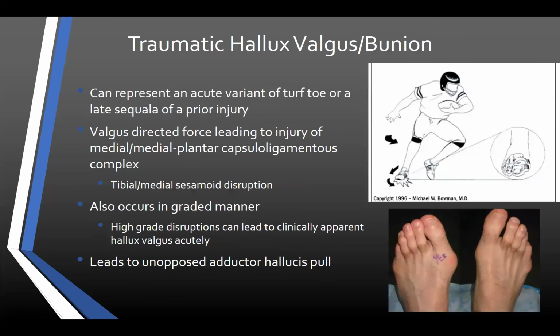So now we'll look a little bit more at the specific variant that draws more attention towards operative repair, the traumatic hallux valgus or the traumatic bunion variant. As we mentioned before, this injury is often seen with a valgus-directed force and can often be seen when the player is making a cutting or a planting move on the field. These are clinically graded on a severity scale and can represent an acute variant of turf toe that appears within weeks of injury or can develop as a more late chronic sequela of a prior injury.